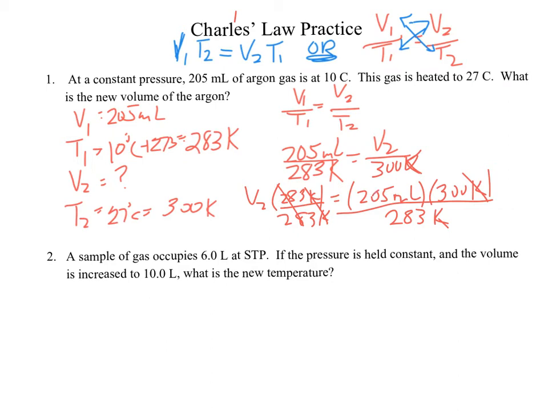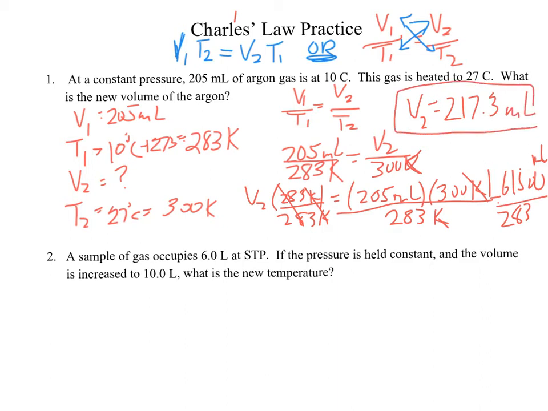Then what I'm going to do is I'm just going to multiply the 205 milliliters times 300, and when we put that into our calculator, we get 61,500. The only units that are left are milliliters, and I got to divide that by 283. And when I do that, I'm going to put it up here because it's a little sloppy down below. My new volume is going to be 217.3 milliliters.